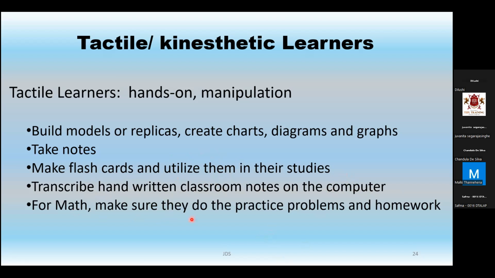For math, make sure they practice problems and do homework, right? So they have to engage in practicing certain problems and repeating certain actions. That will determine whether they have learned that content or not. So those are known to be the kinesthetic learners. They always need a hands-on session, hands-on experience, for them to learn.